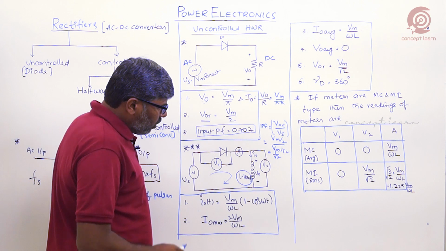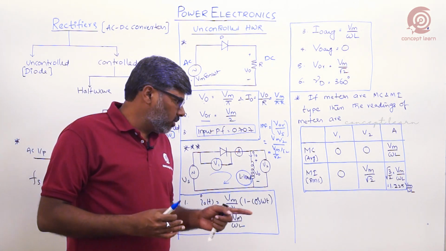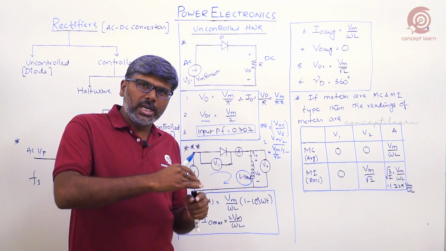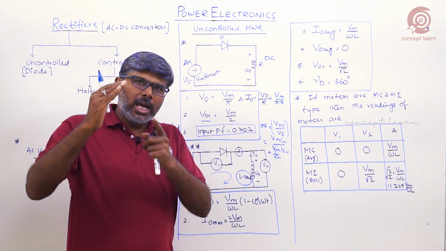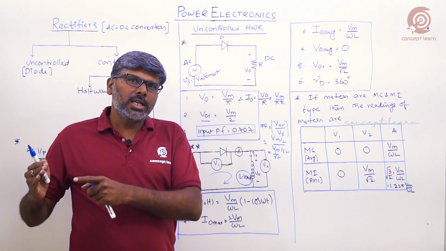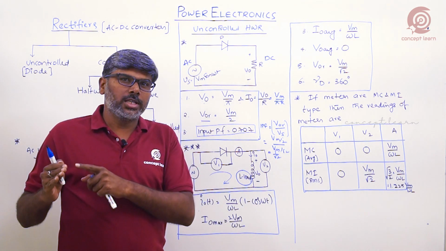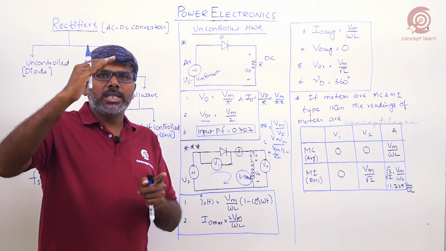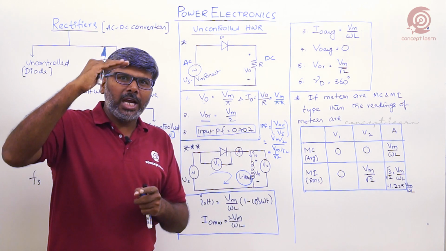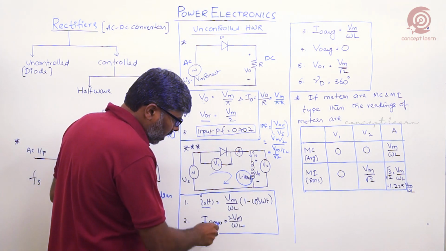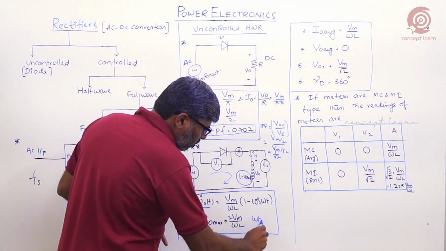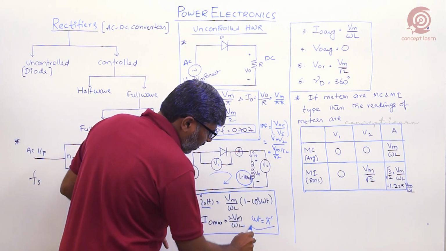Then when you come to the current waveform, the load is purely inductive. Current increases linearly during the positive half cycle of the supply voltage and decreases linearly during the negative half cycle of the supply voltage, right? So it increases and decreases. It would peak at one particular point. That load current is peak at omega t equals pi radians or 180 degrees.